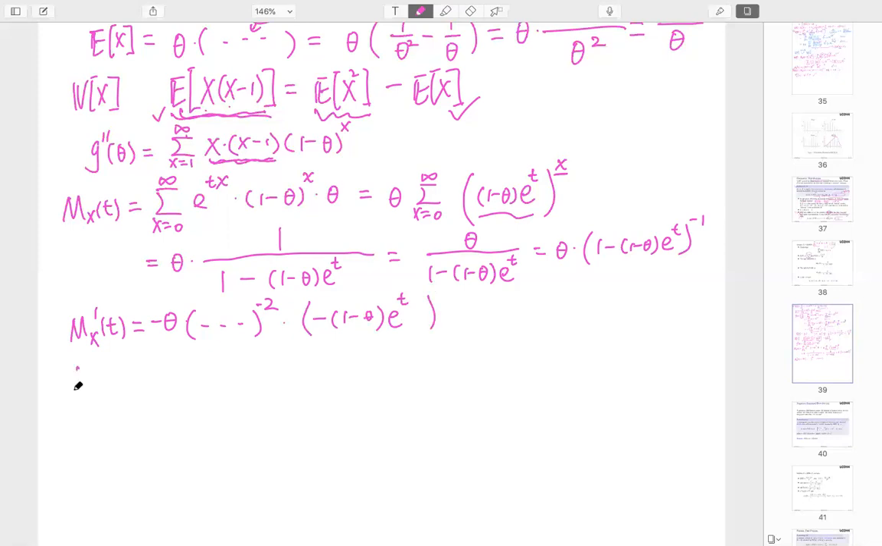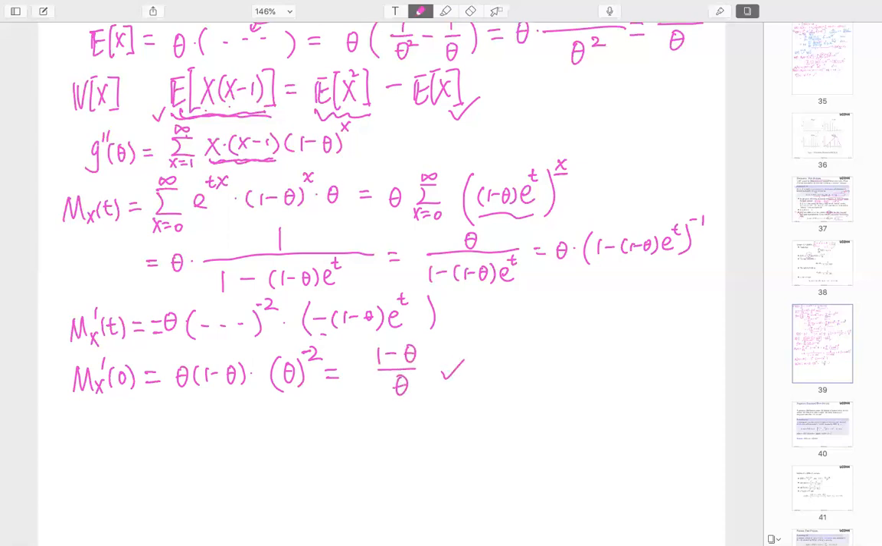Okay, now let's take t to be 0. Negative and negative will cancel, right? So you have theta, 1 minus theta. Okay, so what's inside? When t is 0, the exponential term is 1, so inside it becomes 1 minus bracket 1 minus theta bracket, so it's theta to the negative 2. Okay, that's it. So it will be 1 minus theta over theta, right?